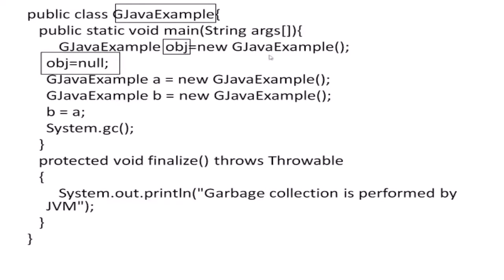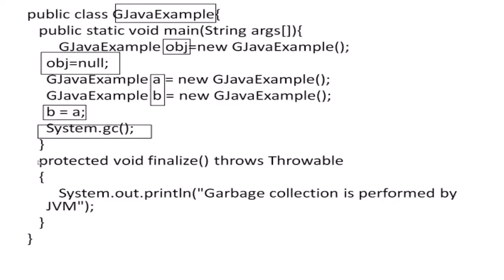So now the object is created, but we are nullifying it. And the next thing is assigning one object to another object. Here, A equals B or B equals A. So now B equals A. Next, here we have run the System.gc.